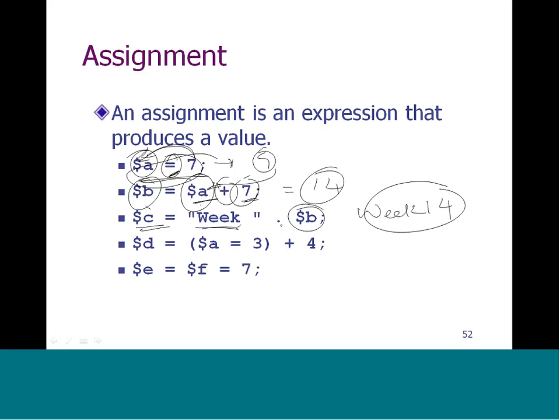So that's the way that we can write it. And then here we say $d equal to, in parentheses, $a equal to 3 plus 4. So now what will be the value for $d? You can think of the parentheses as changing the precedence, so you need to evaluate this first and then do this. This is an assignment operator where 3 is assigned to $a, and then that plus 4 becomes $d is equal to 7. Here it's like a continuous assignment, where we are just assigning to $f, which is equal to 7. So both of them will become 7.